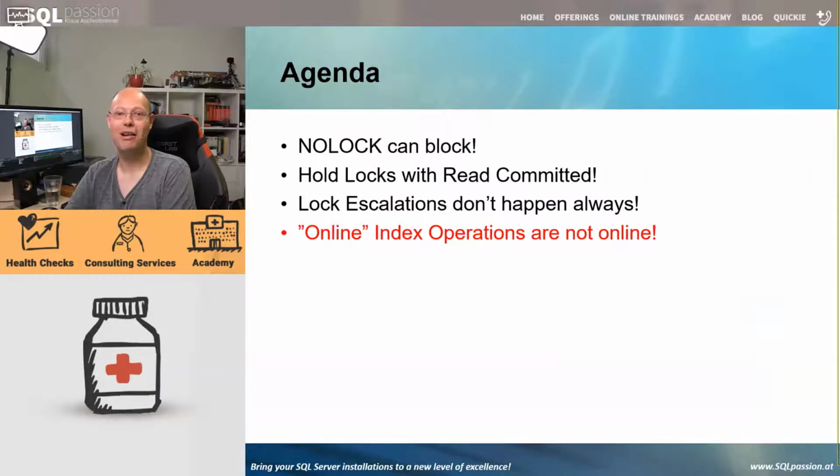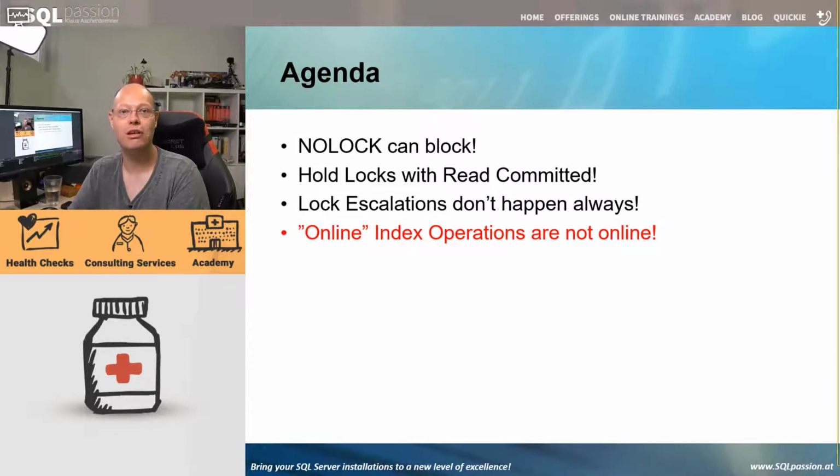The marketing department of Microsoft is telling us online operations are great because they are only part of the enterprise edition, the expensive edition, so you have to pay a lot of money for it, and you can do that as online operations. It means you have concurrent read and write activity on your table, and during that activity, you are able to create clustered and non-clustered indexes. You are able to rebuild those indexes without influencing your user workload.